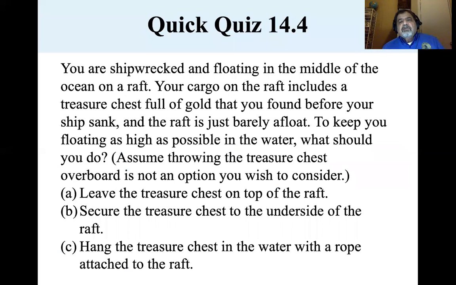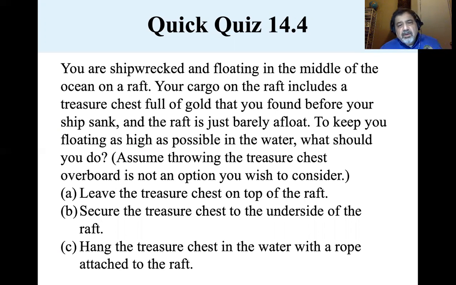Okay, you're shipwrecked and floating in the middle of the ocean on a raft. Your cargo on the raft includes a treasure chest full of gold that you found before your ship sank, and the raft is just barely afloat. To keep you floating as high as possible in the water, what should you do? Assume throwing the treasure chest overboard is not an option you wish to consider. Leave the treasure chest on top of the raft.